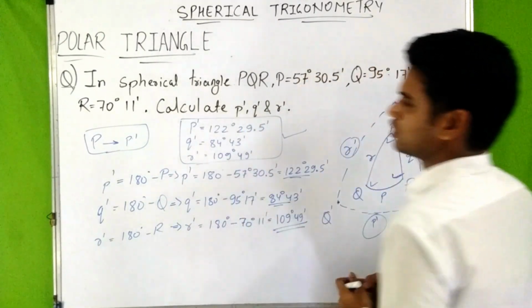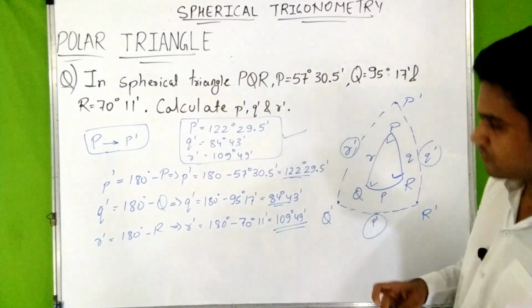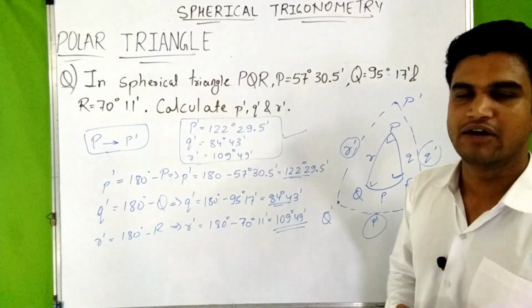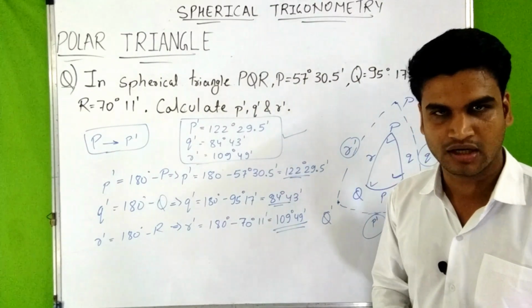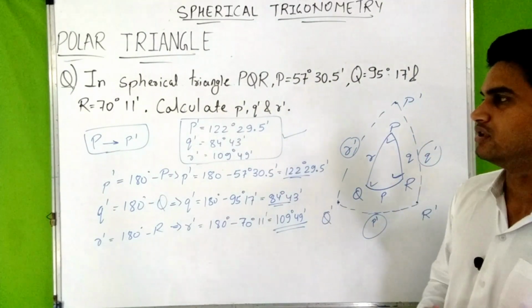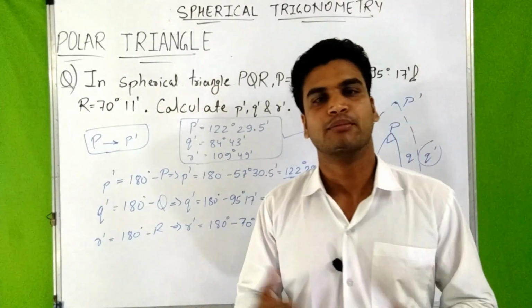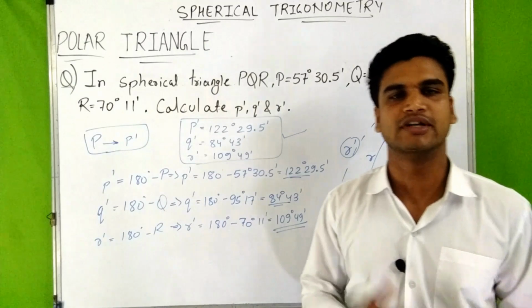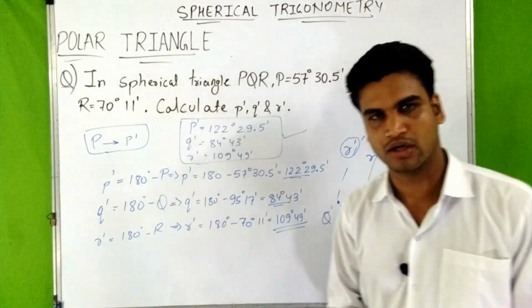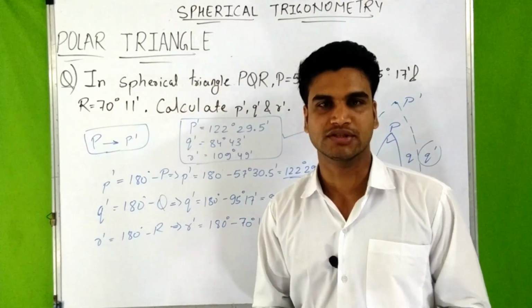Now you can see that in a question where you have all the three angles of a spherical triangle, and you have to find all the three sides of the polar triangle, you can calculate it by using the first statement of polar triangle. Okay, let's see some more questions.